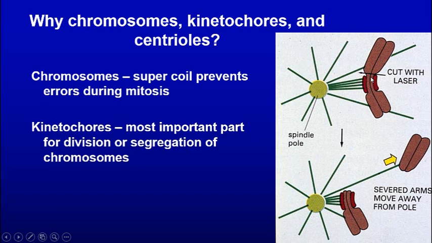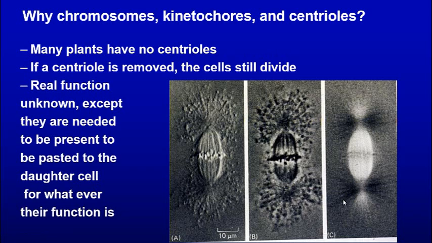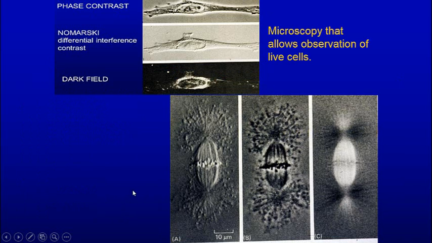Now, kinetochores are proteins that the microtubules are attached to, and that's the most important part. If you cut the chromosome, it won't migrate, but as long as you have the kinetochore associated with it, it will migrate. Many plants don't have a centriole. How they do it, I don't know. If the centriole is removed, the cells can still divide. The real function of the centriole is not known, other than it's known to have labile microtubules radiating from those, and it's important to be passed on to the daughter cell for whatever that function is.